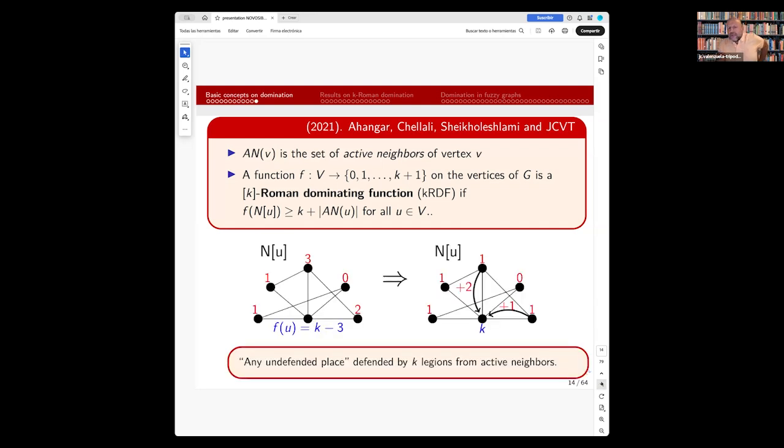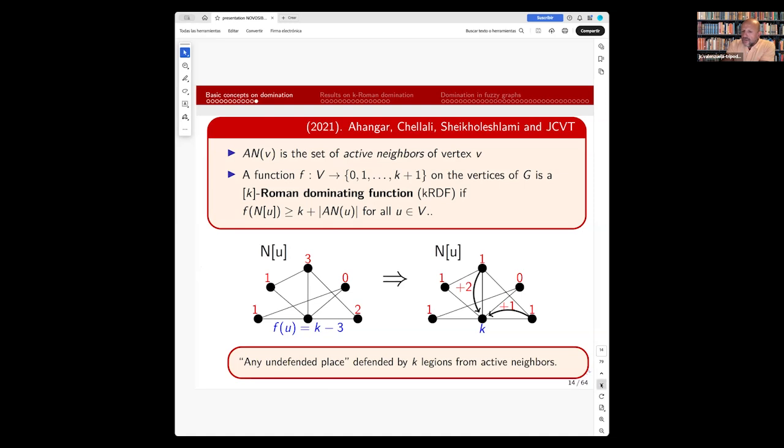Here you have an example of this definition in which vertex U has label k minus 3. So we need to be able to send 3 units from its closed neighborhood. In this case, we can send 2 units from the vertex labeled with a 3 and 1 more from the vertex labeled with a 1, so that the condition is verified. The idea, as I said before, is that any undefended place is defended by correlation from active neighbors.